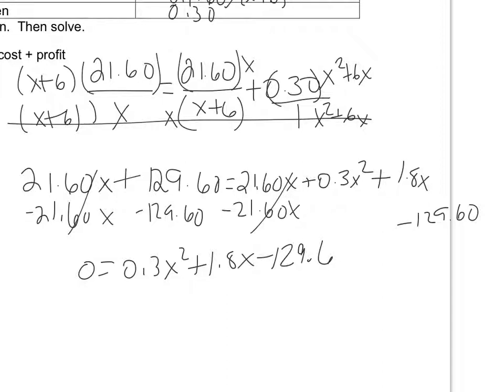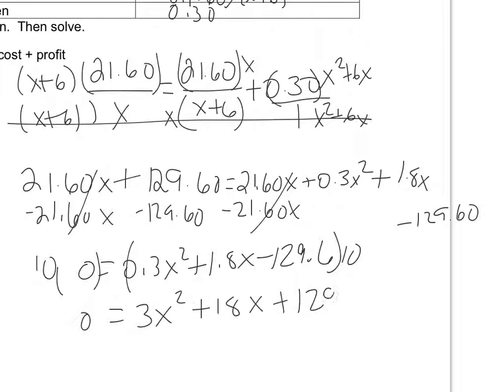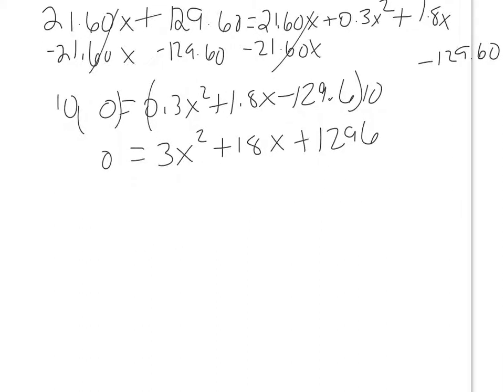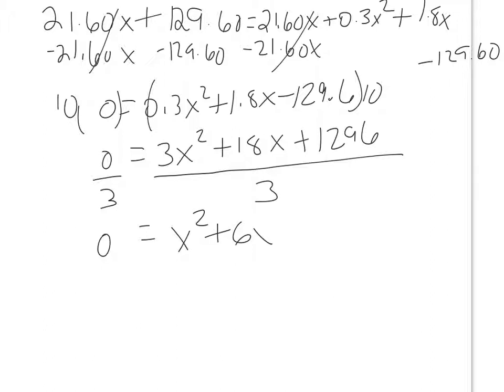I'm going to multiply everything by 10 to get rid of the decimals to make this a little easier maybe. So you get 0 equals 3x squared plus 18x plus 1,296. Okay? Gotta keep going. We can divide everything by 3. So you get 0 equals x squared plus 6x plus 432.